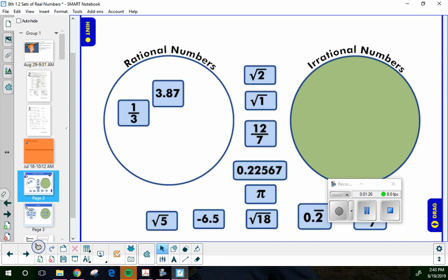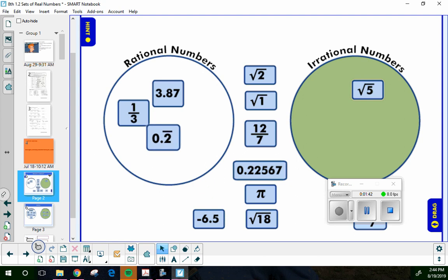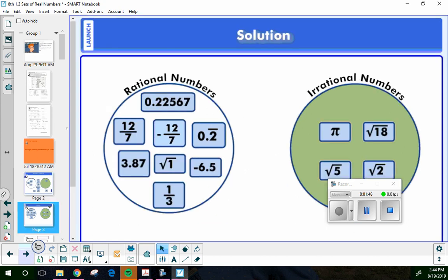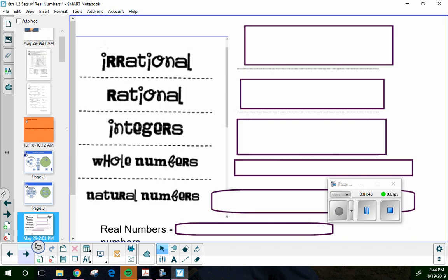Okay, thumbs up if it's rational, thumbs down if it's irrational. Perfecto. All right. 2, repeating. Thumbs up if it's rational, thumbs down if it's irrational. Perfecto. All right, we're going to move on. Here's all the answers. Now, that was just a review.